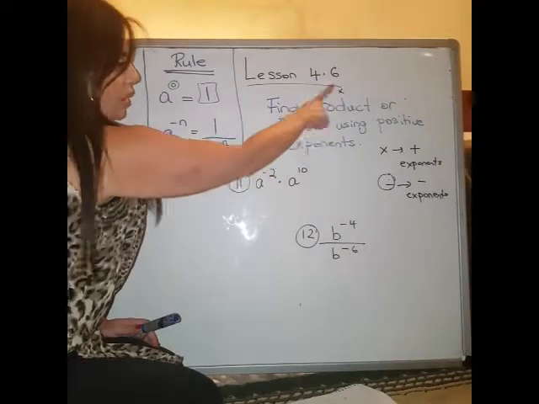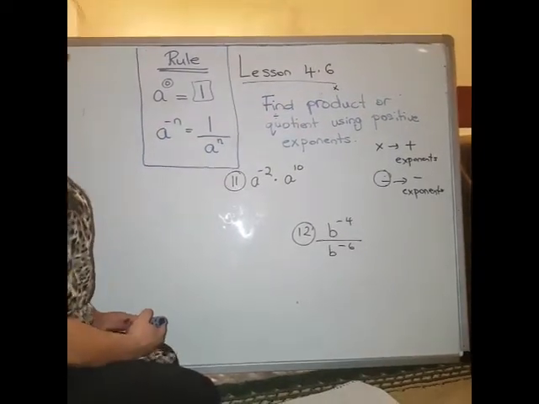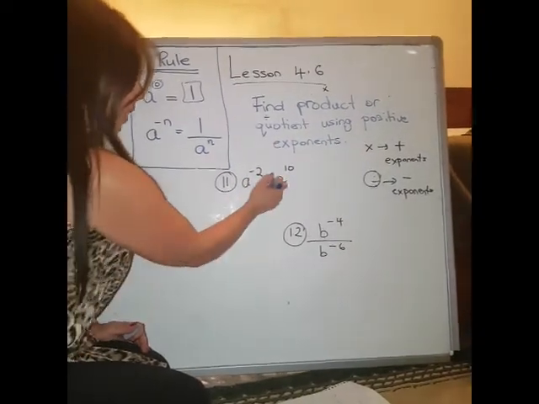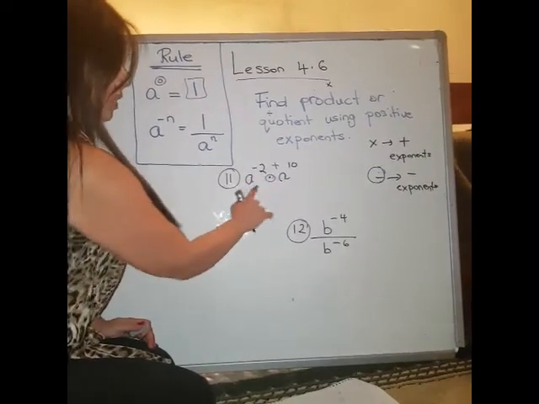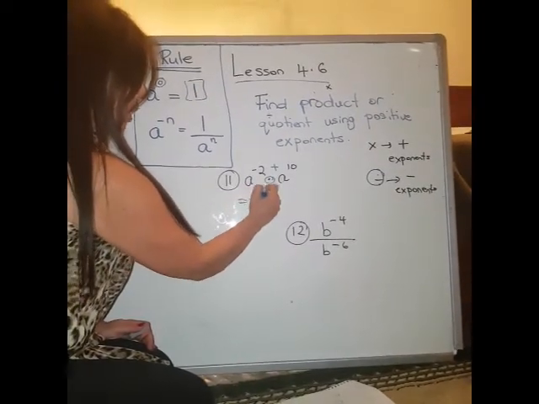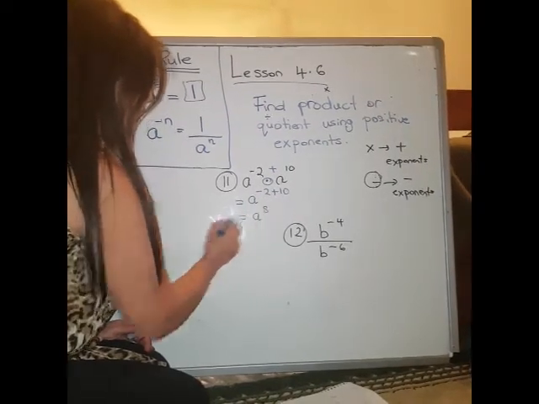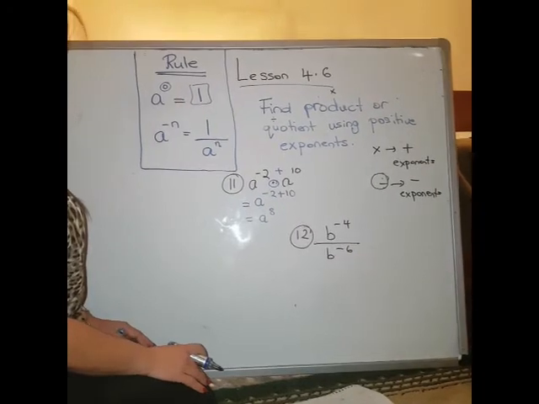We're still using the same question: find the product or the quotient using positive exponents. I have a^-2 times a^10. Because it's multiplication, I add my exponents. They're the same base number. So it's -2 plus 10. So it's a^8. Is it positive or negative? Positive. Yes, I got the question correct.